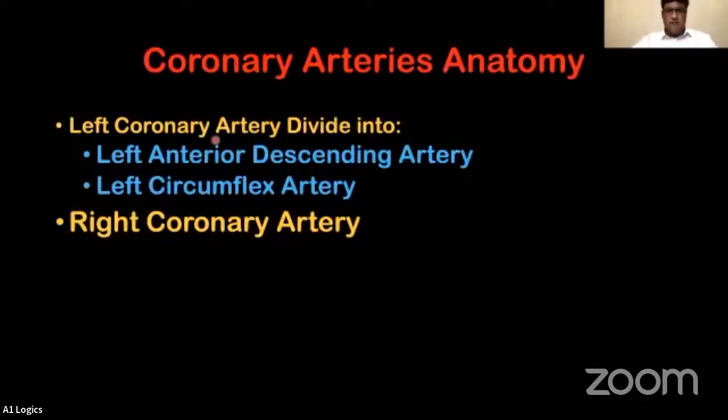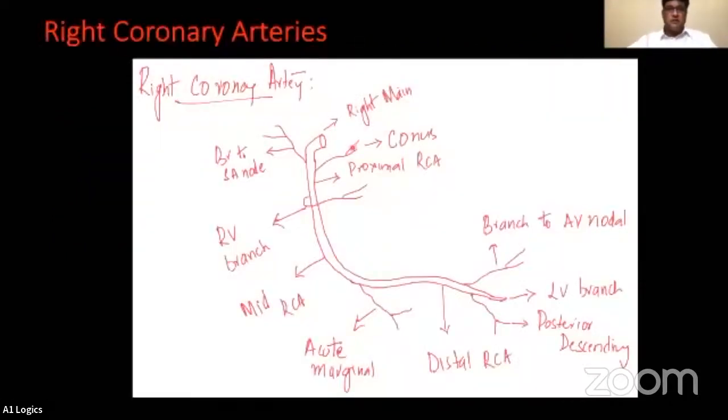There are two coronary arteries: the left coronary artery, which divides into the left anterior descending artery and the left circumflex artery, and the right coronary artery. In the right coronary artery, we have the right main, the mid RCA, and the distal right coronary artery. To name some branches: the branch to conus, the proximal branch, the branch to the node, the right ventricular branch, the acute marginal, the posterior descending, the left ventricular branch, and the branch to the AV node. So this is the right coronary artery.